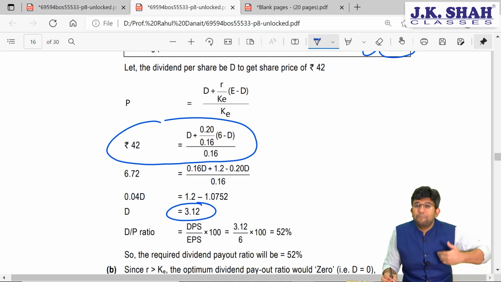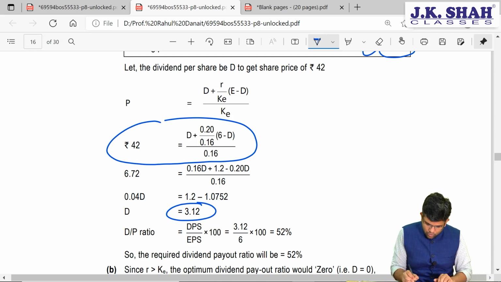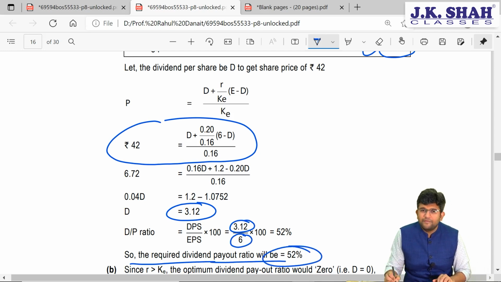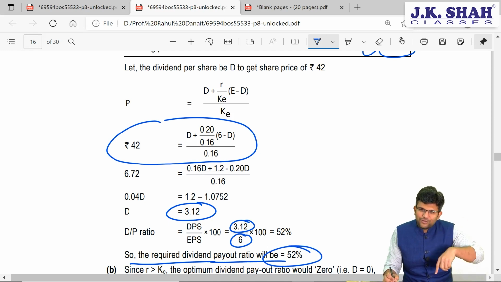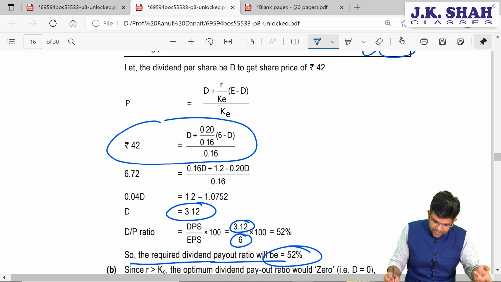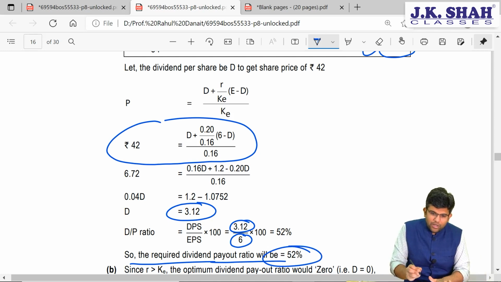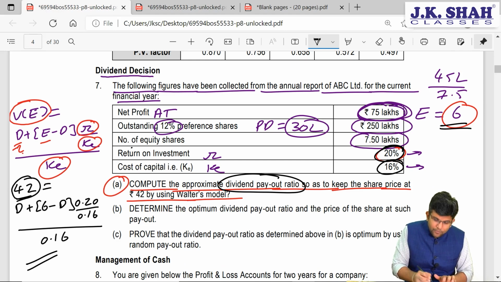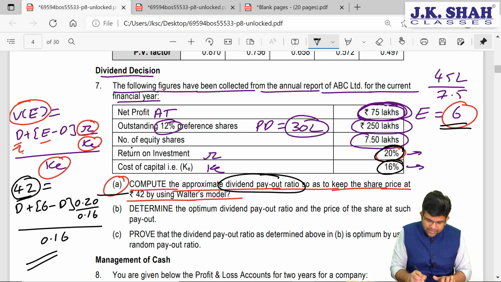So the dividend payout ratio should be how much? Out of 6 rupees, if 3.12 has to be paid out, then the required dividend payout ratio will be 52%. Everybody clear? So if the dividend payout ratio is 52%, then out of 6 rupees earnings, you will be able to pay 3.12 dividends. If 3.12 dividends you are paying, then according to Walter's model, the share value will be rupees 42. That's what they're asking you in point number A, right? 52% is the answer.